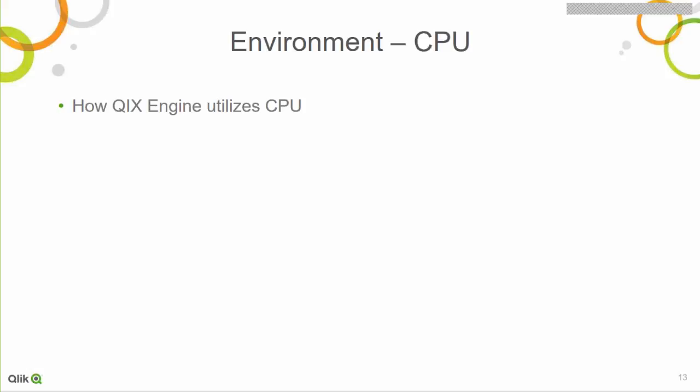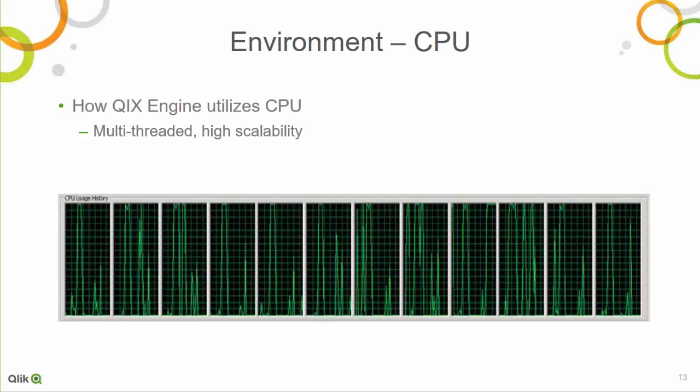After we have a look at the memory usage, let's have a look at how the engine will utilize the CPU and how the CPU will also impact the engine performance. So QIX Engine is a multi-threaded program. Therefore, it is very scalable. It's highly scalable in multi-CPU cores. Most of the time, you will see high spikes like this throughout all the cores. It means that QIX Engine is trying to utilize as much available CPU power as possible for the calculation. This one means it's good.